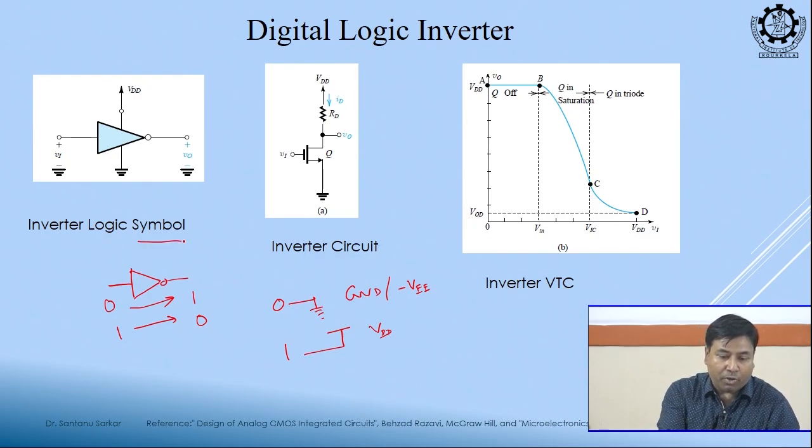Now, this is a symbol, right. Now, if you want to look inside, what is the circuit connection? So, this is the circuit. Okay. This is one type of circuit, there could be different types of circuit. This circuit is a resistive load CMOS inverter. Okay. This load is a resistor. So, can you tell me which kind of circuit you have seen? This is like a common source.